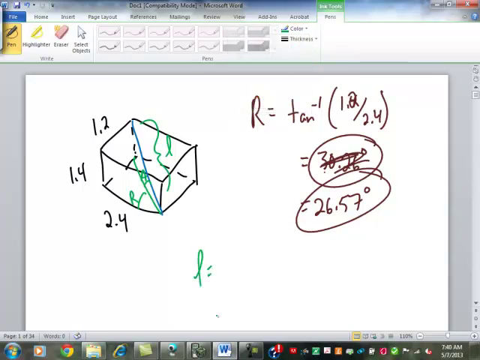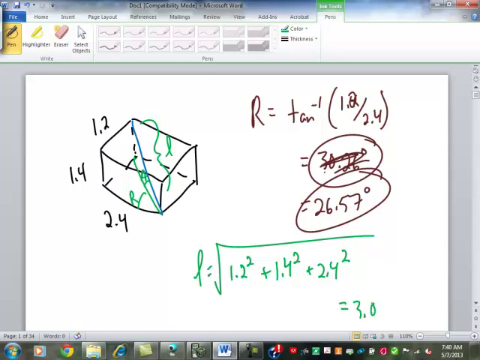So, the length of cut is the square root of 1.2 squared plus 1.4 squared plus 2.4 squared. Which, if we work that all out, well, it should be 3.026, or 3.03 inches.